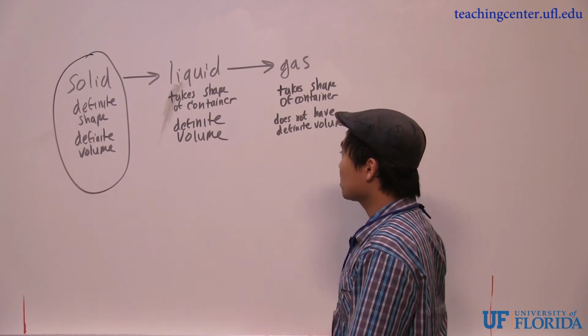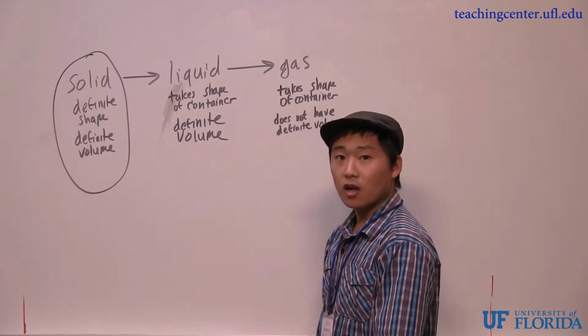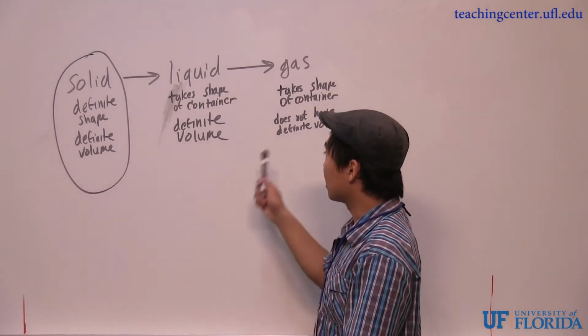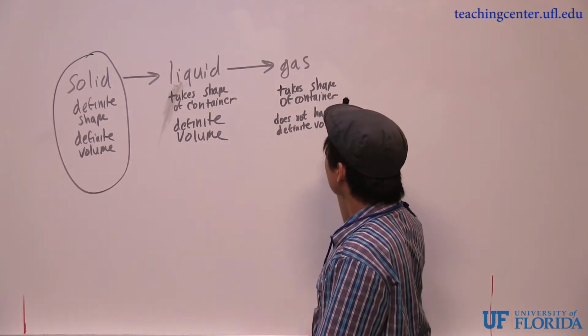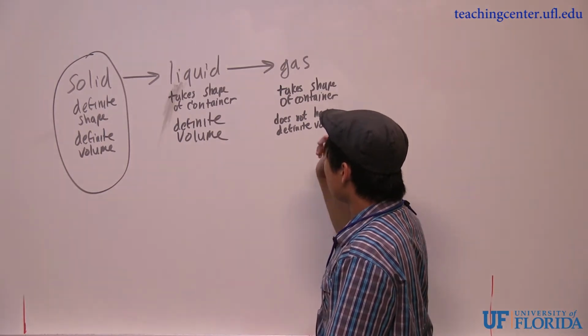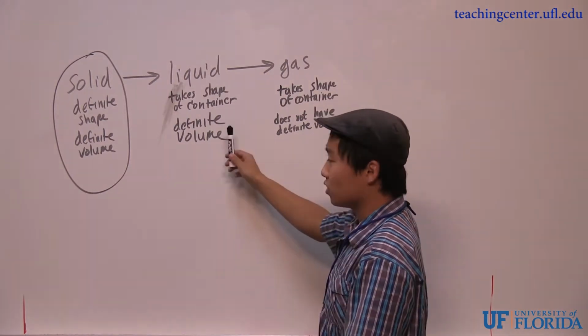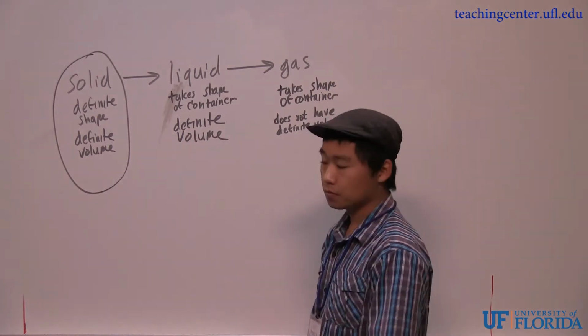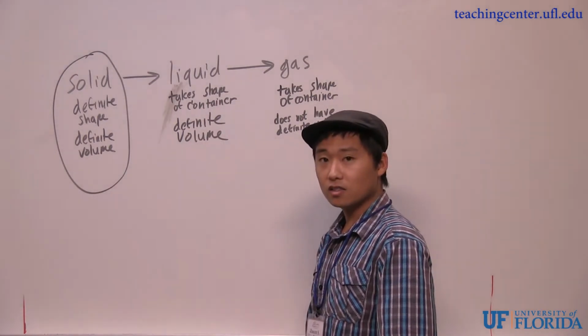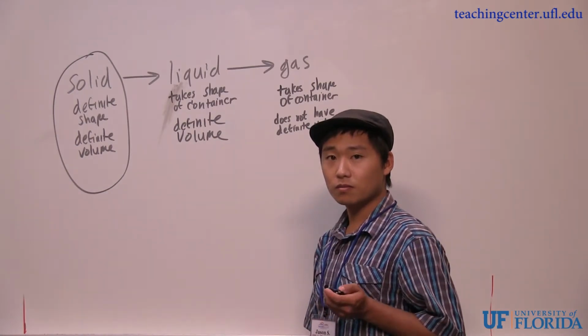Now, if the question had asked you what has definite shape and no definite volume, then the answer is none of the above, because liquids and gas have either definite or indefinite volume. Well, either way, solid is your answer, and you have your answer.